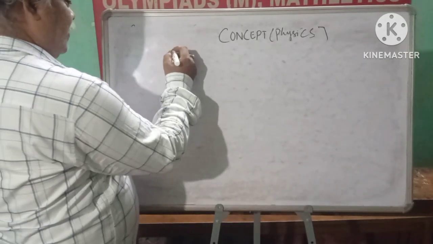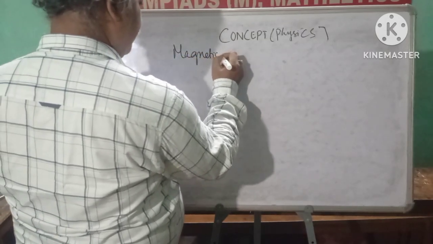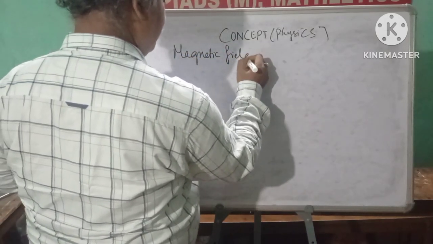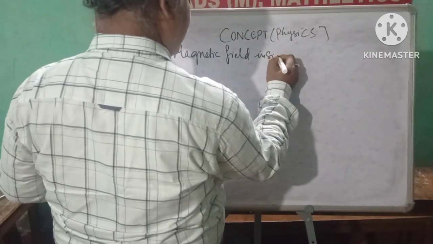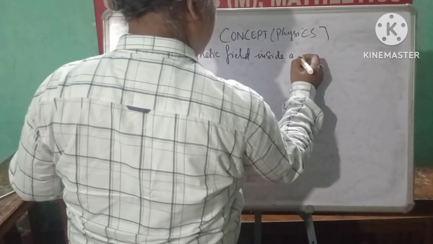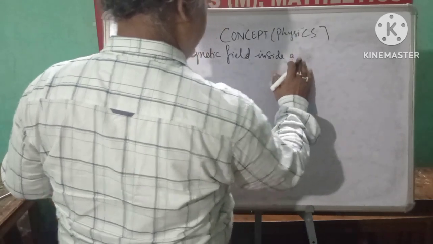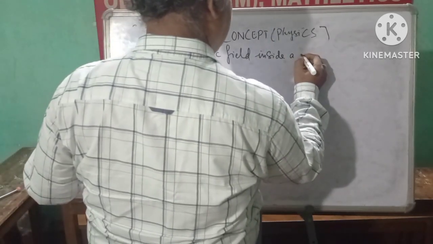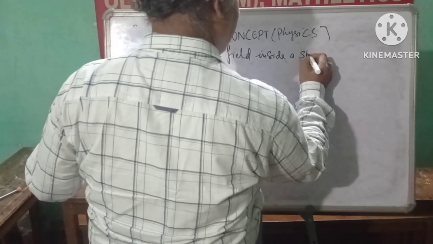Now next is the magnetic field inside a long, straight conductor.